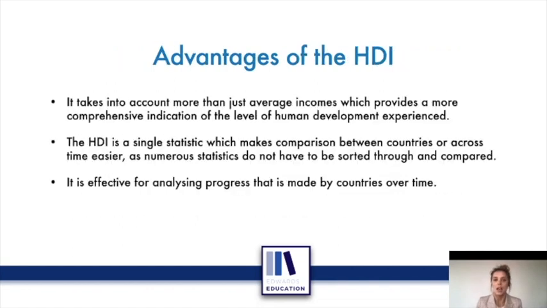What are the advantages of the HDI? The good thing about the HDI is it takes into account more than just average income. So it actually thinks about the health of the population by measuring life expectancy. It also looks at education levels. That's through the mean years and the expected years of schooling. The other good thing is it's a single statistic from 0 to 1, which means that it's really easy to compare progress of a country over time and also progress between countries.